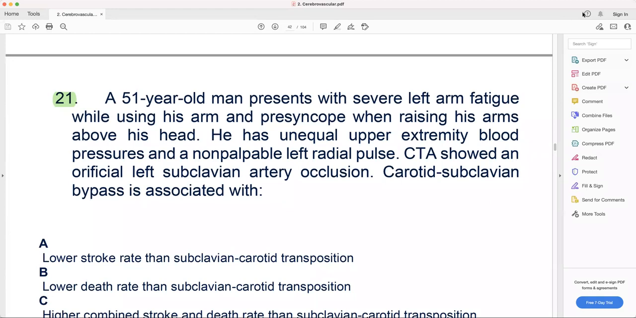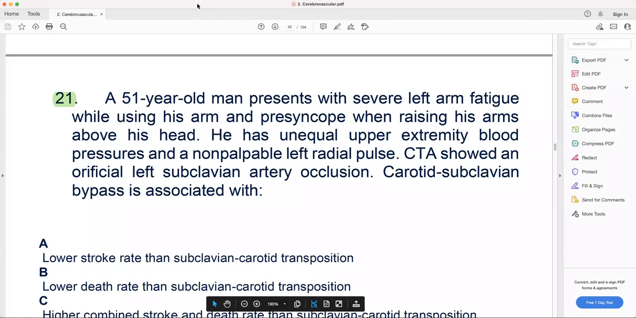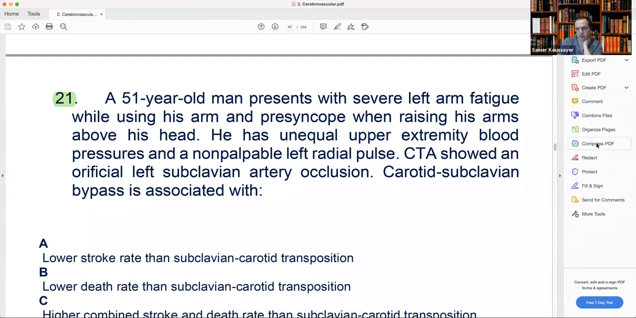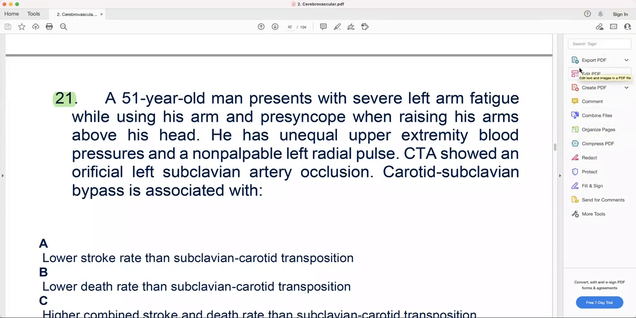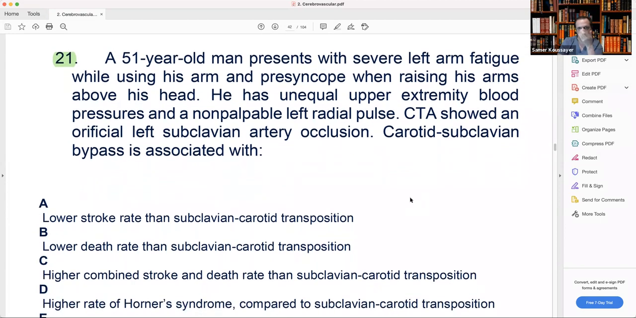So he has a steal syndrome. Correct. And they are suggesting carotid subclavian bypass. So we have steal syndrome from the symptoms, not TIAs, and they want us to know what is the best option. Carotid subclavian bypass, this is what we do, or we do stenting. Most people now do stenting for subclavian artery occlusion, but you can also do a bypass.